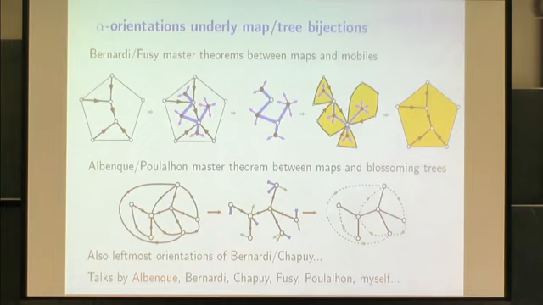And they end up with these, what they call master theorems, that are very general bijections that you can then implement to recover the specific bijection for specific classes of maps you are interested in. So some of these bijections are based on mobiles, others are based on blossoming trees, as the one Marie presented earlier this week. But most of them rely on orientation as a basic ingredient.